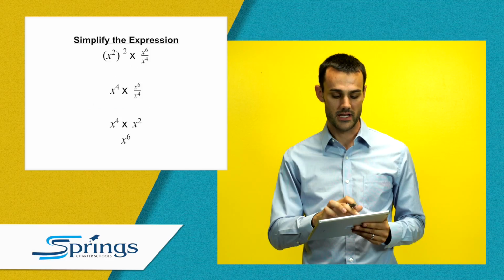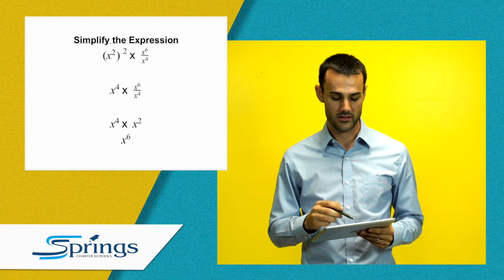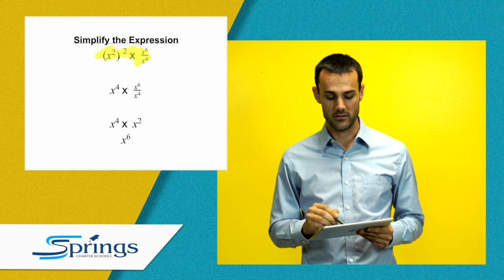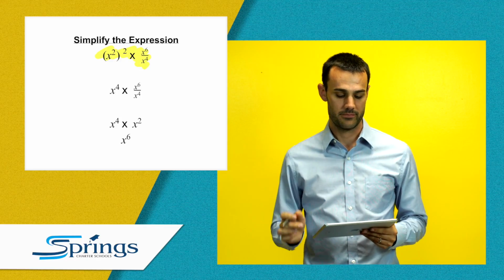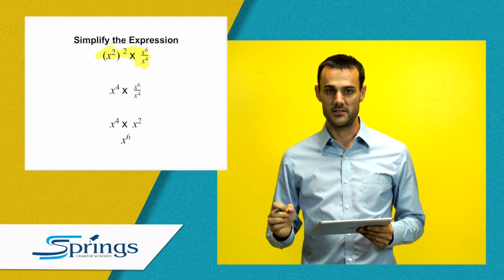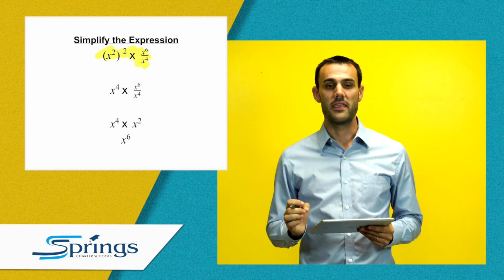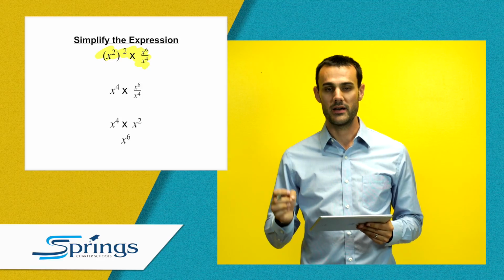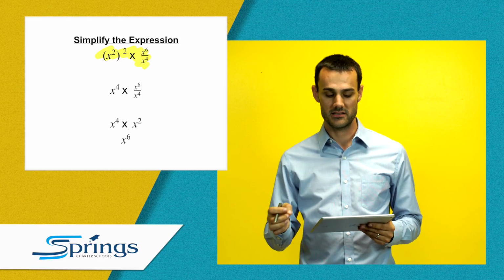This looks very complicated, but we're going to run through it and you'll have a clear understanding. I'm actually going to highlight in yellow here our actual problem. Okay, we have x squared in parentheses being squared, and then we're even multiplying that again by x to the 6th over x to the 4th.